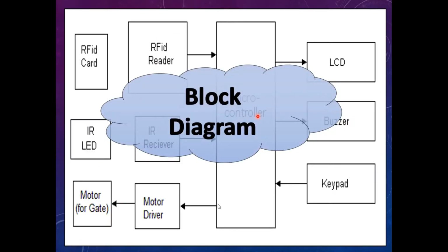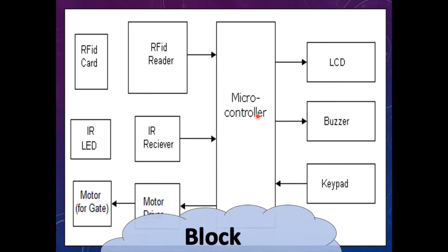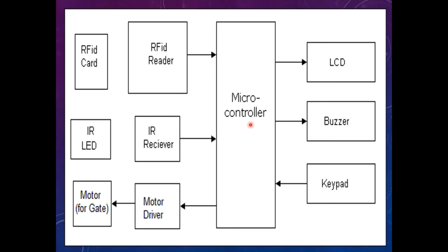Now we will see the block diagram for my project. There is everything like the microcontroller, the Arduino Nano, RFID reader, IR receiver, motor driver, keypad, buzzer, and LCD. So let's move on.